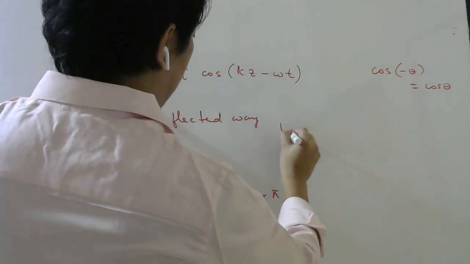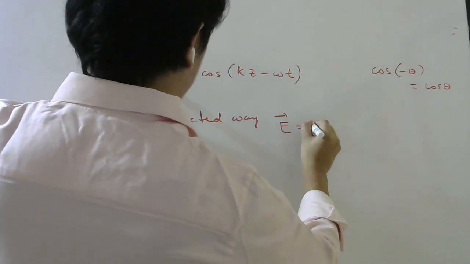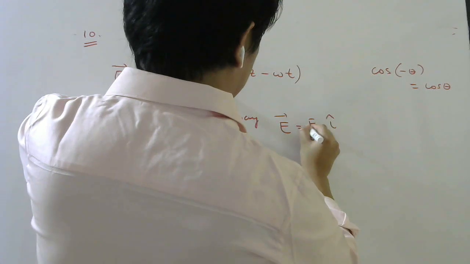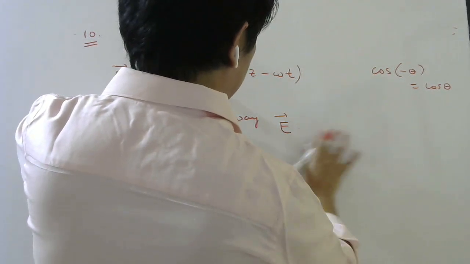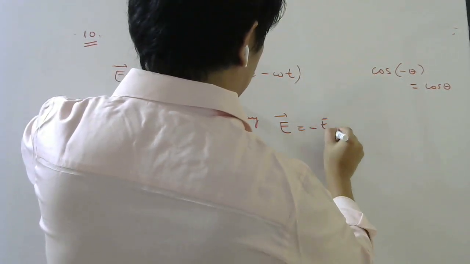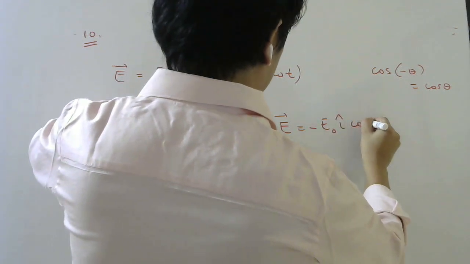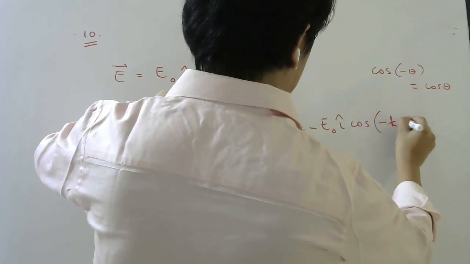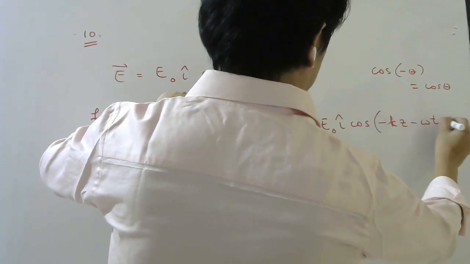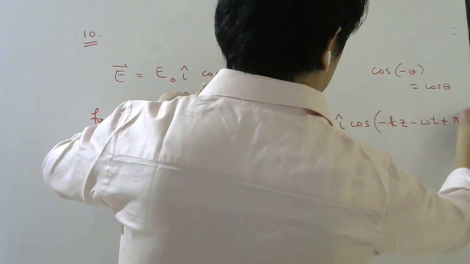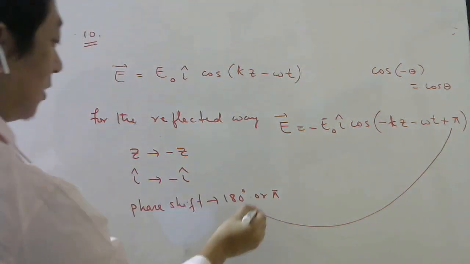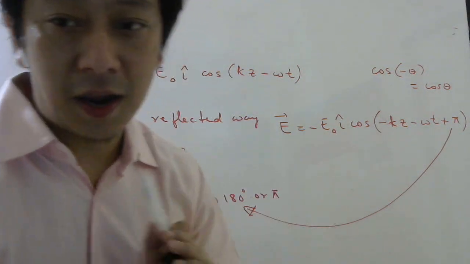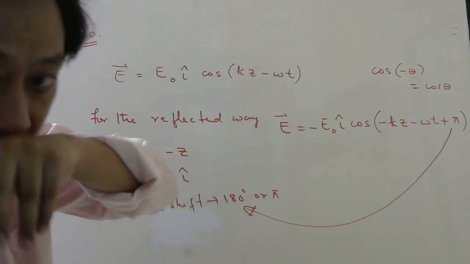So if I do that, I will get the electric field equal to minus E naught i cap cos(k times minus z minus omega t plus pi). This plus pi is because of the phase shift. Okay, students. Now we have to simplify this and search for it in the options.